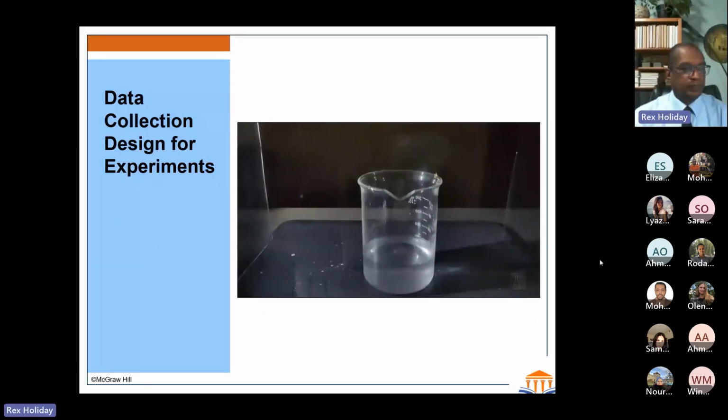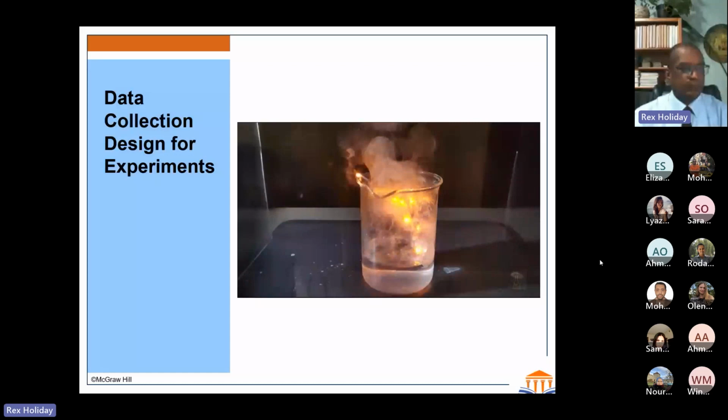The hard part is deciding what data needs to be collected in order to make our hypothesis testable and help us answer our question. In this video, I'm reacting sodium with water. I did this twice, once with room temperature water and once with boiling water. I can decide to just ask a broad question like, what differences in my results will I see? What observations can I make that differ between the two trials?